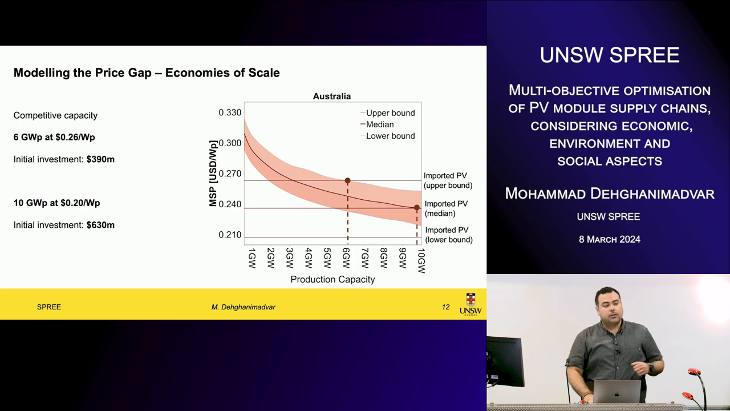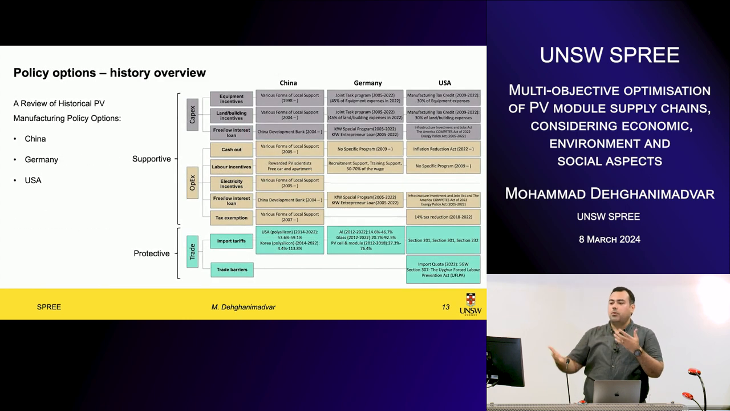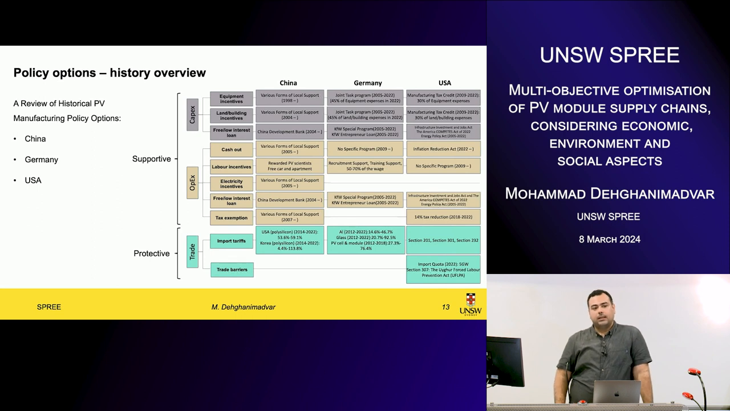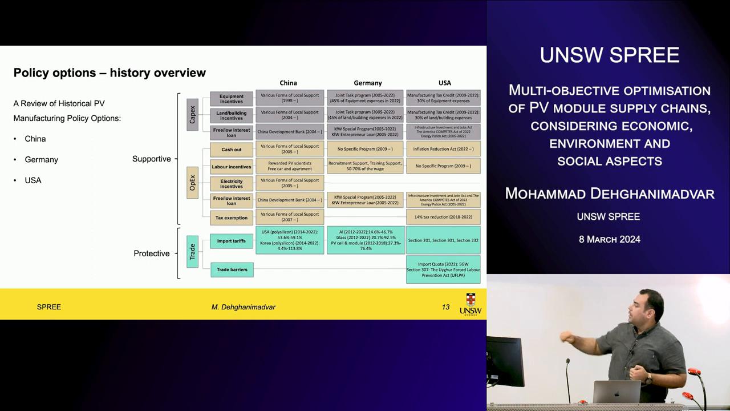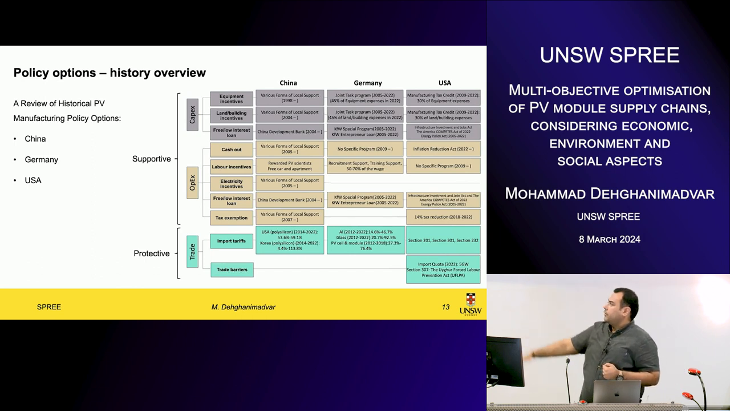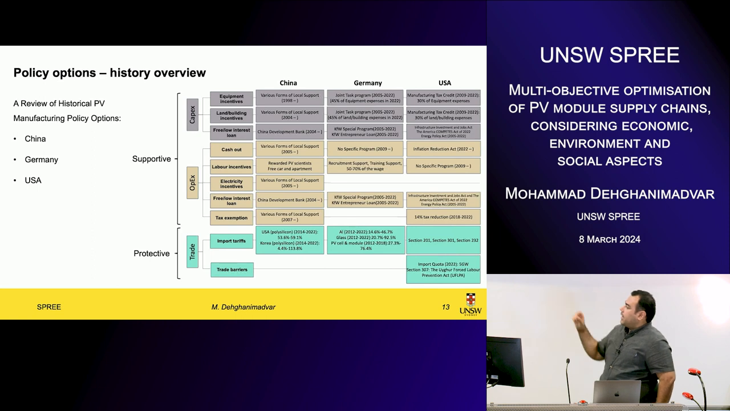To find out if there is another way to support local manufacturing, I did an extensive, comprehensive literature review of three targeted countries to see what they have been doing to protect or support their local manufacturing. I used China, Germany, and the US, for obvious reasons: they have been producing PV through the course of supply chain PV manufacturing history. As you can see, I went through reports and news in Chinese and in German to find evidence of whether that policy happened or not. So I found a pattern.